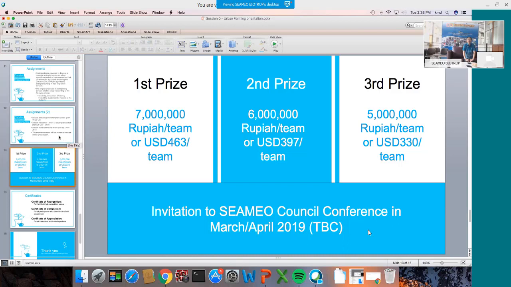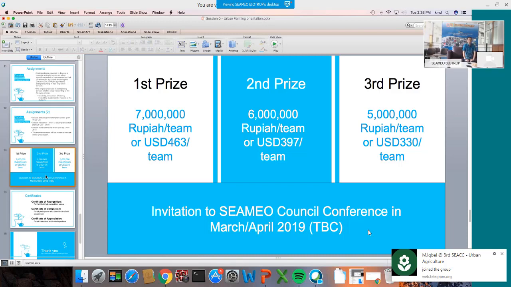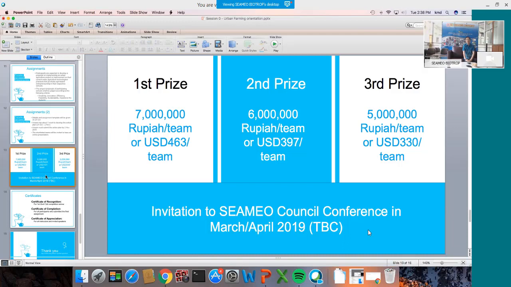And what awaits the best project proposal? We will be giving about 7 million rupiah to the winning team for the first prize, or an equivalent of $463, depending on the exchange rate. This is the prize for the school that will be judged as the best proposal. The second prize, we will be giving the winning team 6 million rupiah, or an equivalent of $397. And for the third, the winning team will receive 5 million rupiah, or an equivalent of $330.